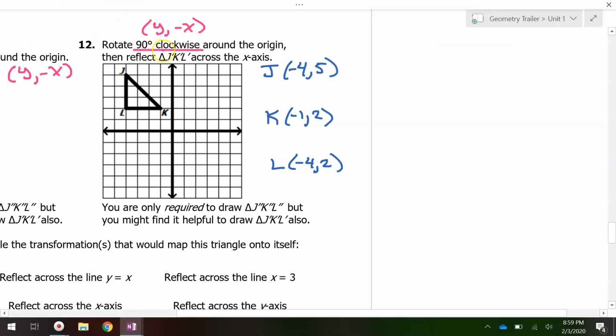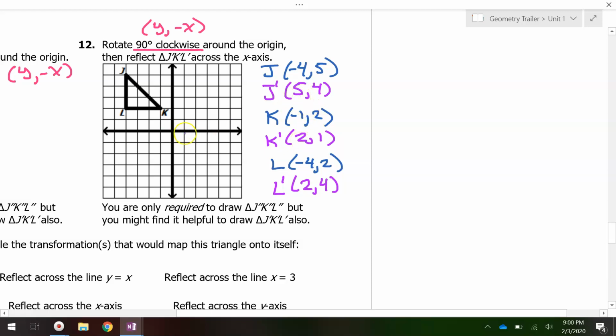So I'm going to do this 90-degree clockwise. I'm going to do y, opposite of x. So that means J prime is going to be 5, 4. All right, that's y and the opposite of x. K prime, y is 2. The opposite of x is 1. And then L prime, y is 2. And the opposite of x is 4. All right, let's go ahead and graph that.